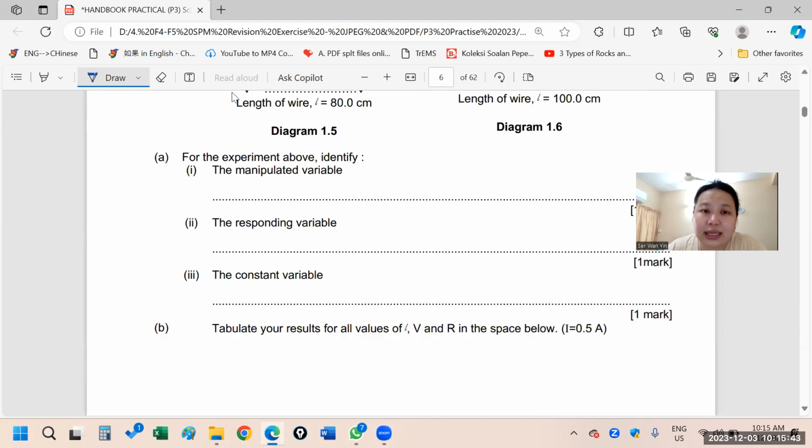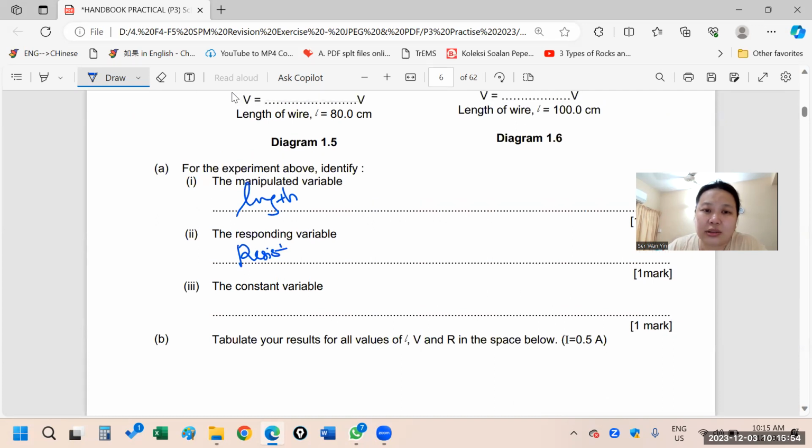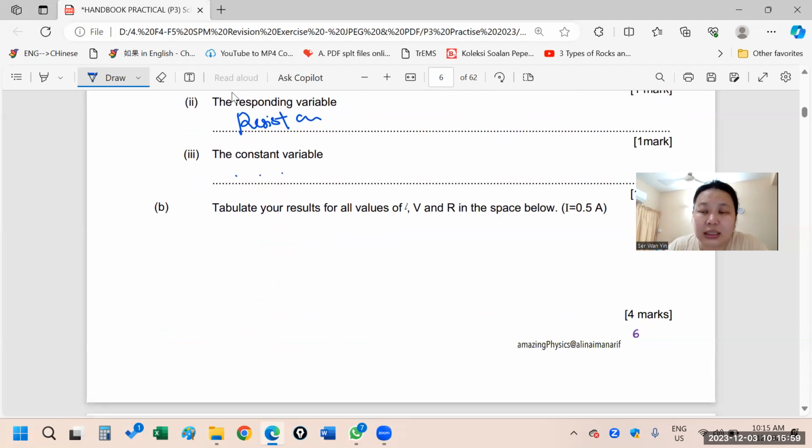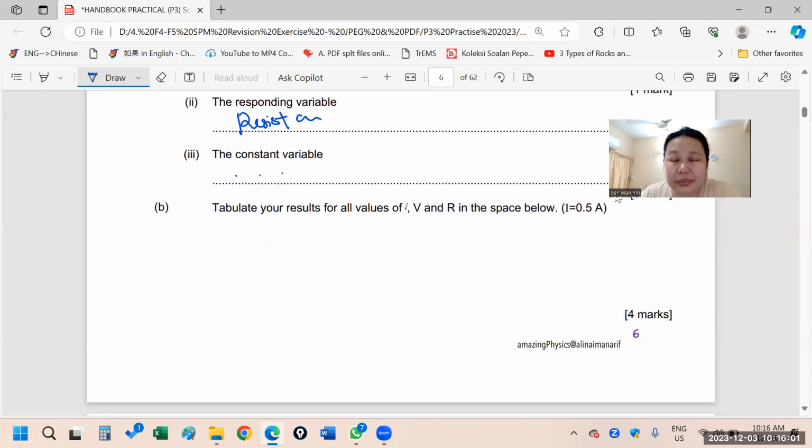Okay, MV, RV, CV. So length is the manipulated variable, responding variable would be resistance. Constant variable would be something. Then tabulate your data. Normally they give 3 to 4 marks for tabulating data, most of the time 3 marks only. Now, for all the values of L, V, R, I will make I fixed at 0.5.